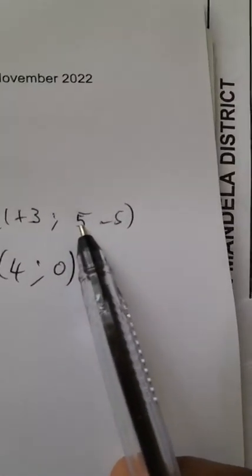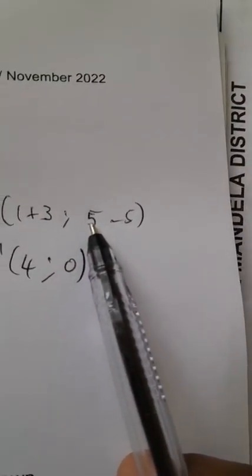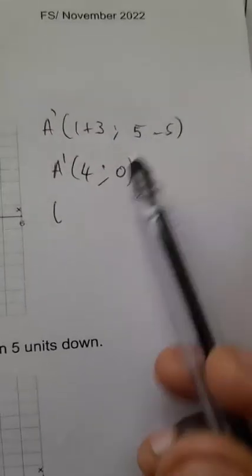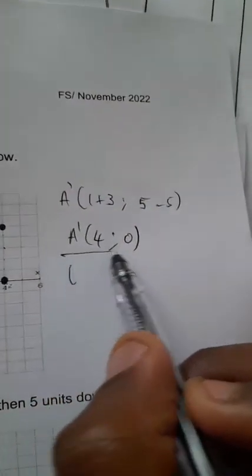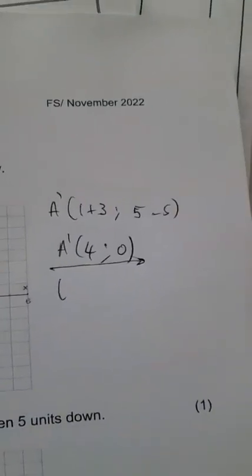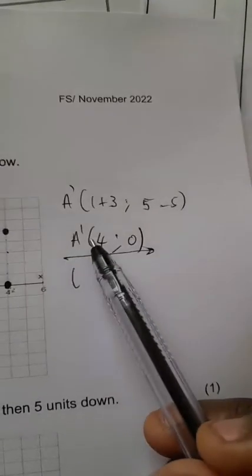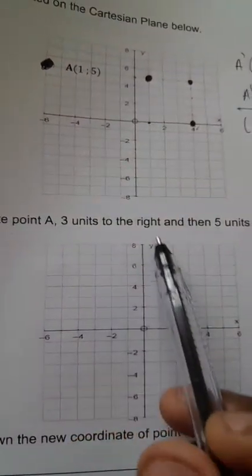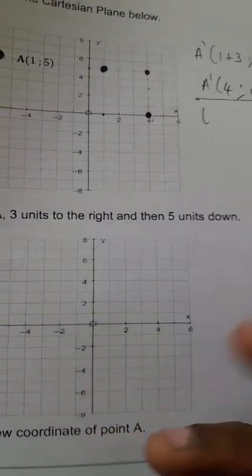We had 5. But when we say 5 units down, what are we affecting? Y. Y is 5. But if we say 5 units down, it means we say minus 5. So 5 minus 5 is 0. What is our new set of coordinates? The image, it's 4 and 0. All right. So translate 3 units to the right and then 5 units down.